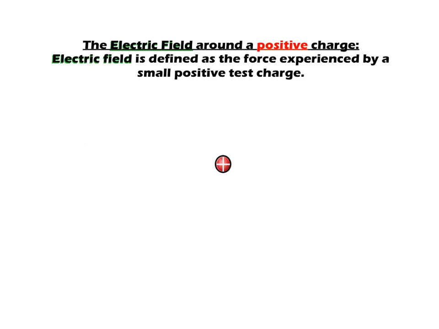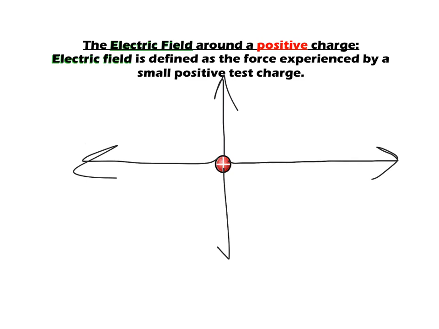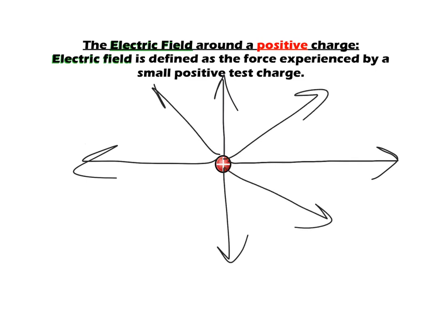So I can use this idea to conclude that the electric field around a positive charge radiates outward like this in all directions. Anywhere I put the positive charge, it would be repelled away, so my electric field looks like this. And it's just a map that shows me what the force would look like experienced by some small positive test charge.